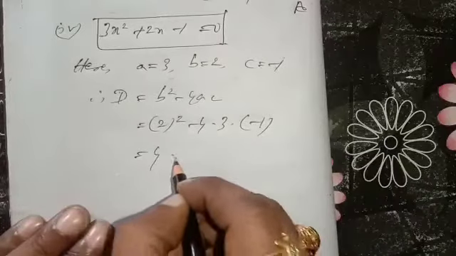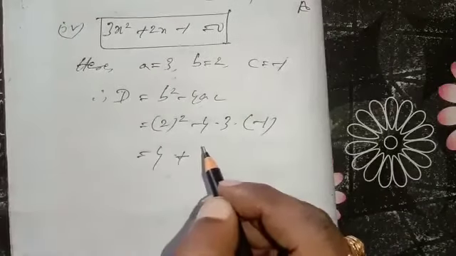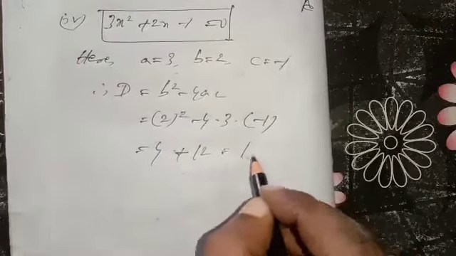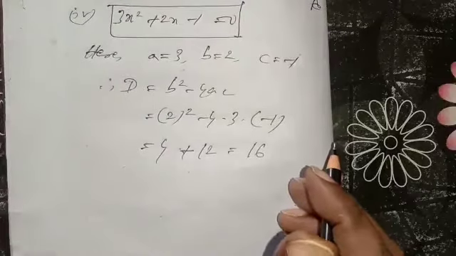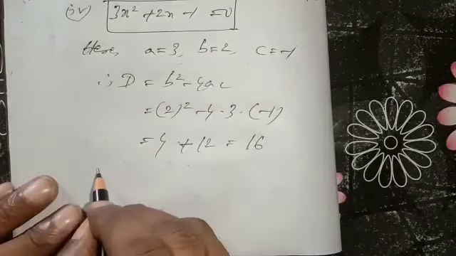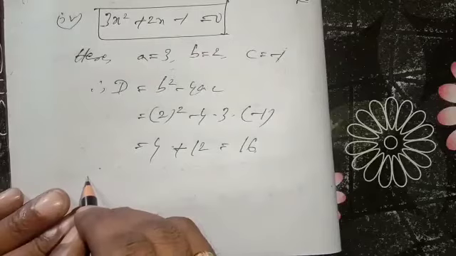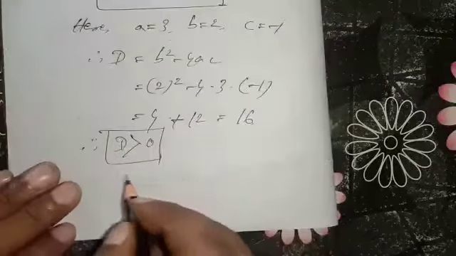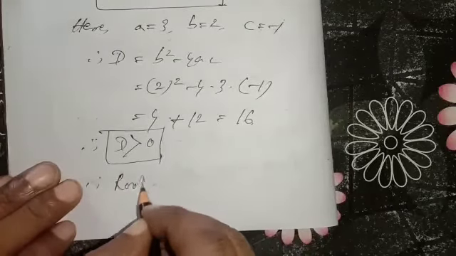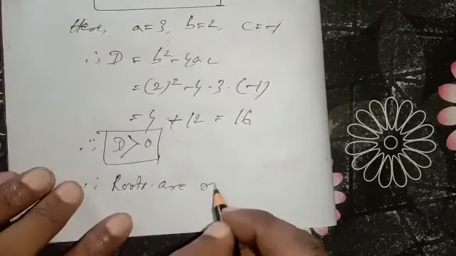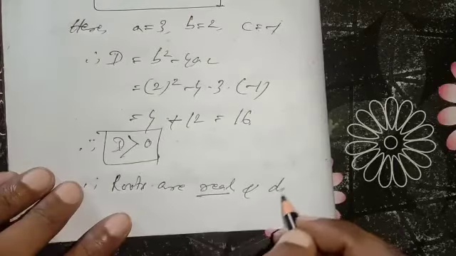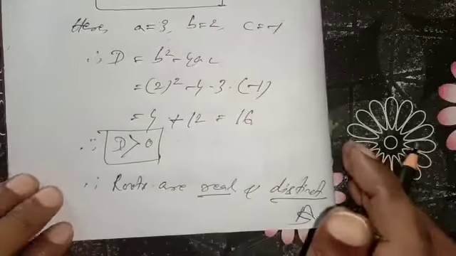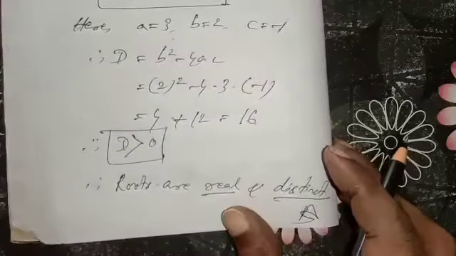Coming how much? 2 whole square is 4. This will be plus 4 3's are 12. 4 plus 12 coming how much? 16. Discriminant equal to coming 16. Therefore D greater than 0 as it is coming 16. The roots are real and distinct. Roots are real and distinct. In this way, fourth part also completed. Let us go next part.